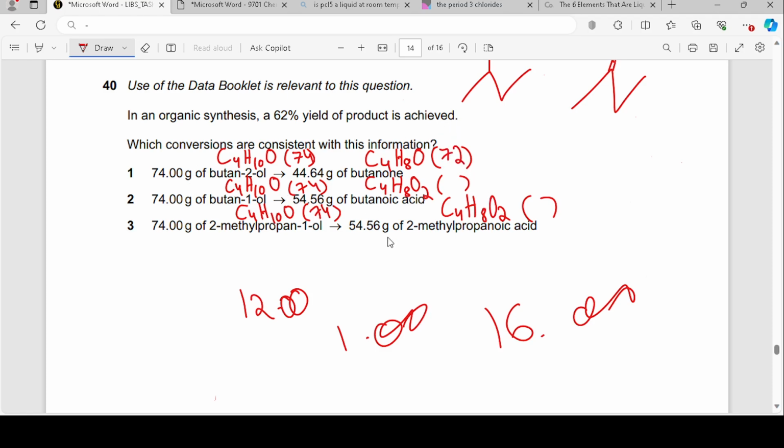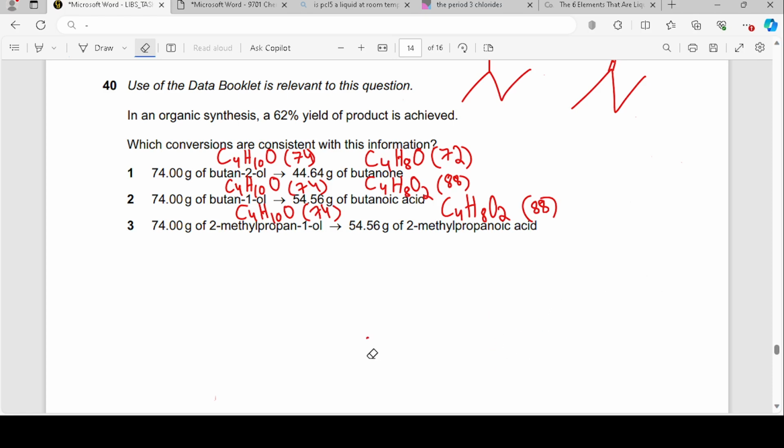And then for butanoic acid, that's just going to be plus 16, since it has 2 oxygens, so just plus 16 on the Mr of butanone. So that's going to be 88. And then it's going to be the same for 2-methylpropanoic acid, of course. So it's 88. Okay, so now I have all the Mrs.